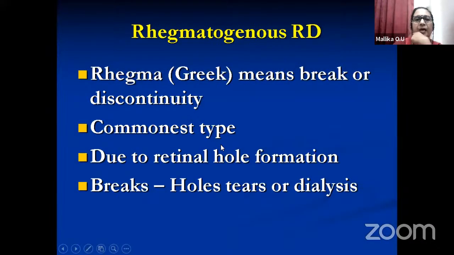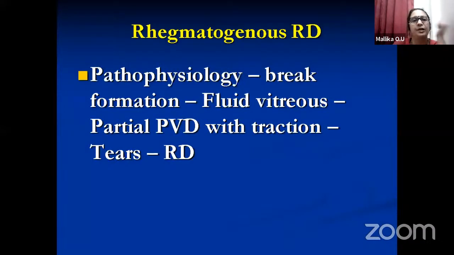So rhegma means a break or a discontinuity in the neurosensory retina, which is the most common type of retinal detachment due to retinal hole formation. Breaks in the retina may be retinal holes, tears, or dialysis. Dialysis means separation of the retina from the ora serrata, just like iridodialysis. So this is the pathophysiology. I already explained to you, there is a break formation first that occurs. The vitreous is fluidic in senile patients, and also in postoperative patients. If the patient underwent cataract surgery, aphakia or pseudophakia, trauma, or uveitis, all these can lead to fluidic vitreous, and also high myopia.